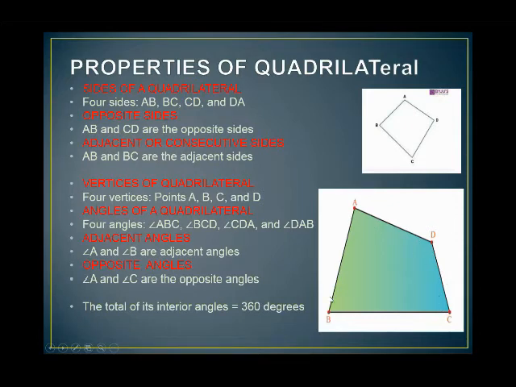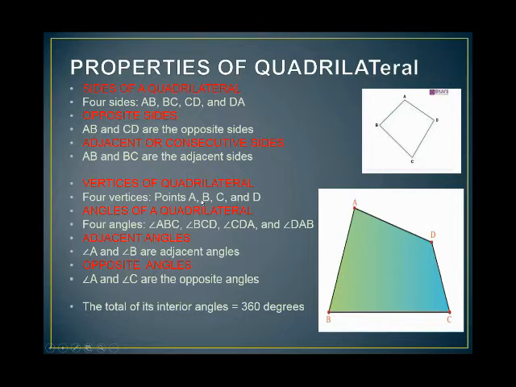Every side of the quadrilateral is linked to two other sides. That is, AB is linked to AD and AB is linked to BC. So that's why we say that every side has two adjacent sides. We can say that AB is adjacent to BC and AB is also adjacent to AD.